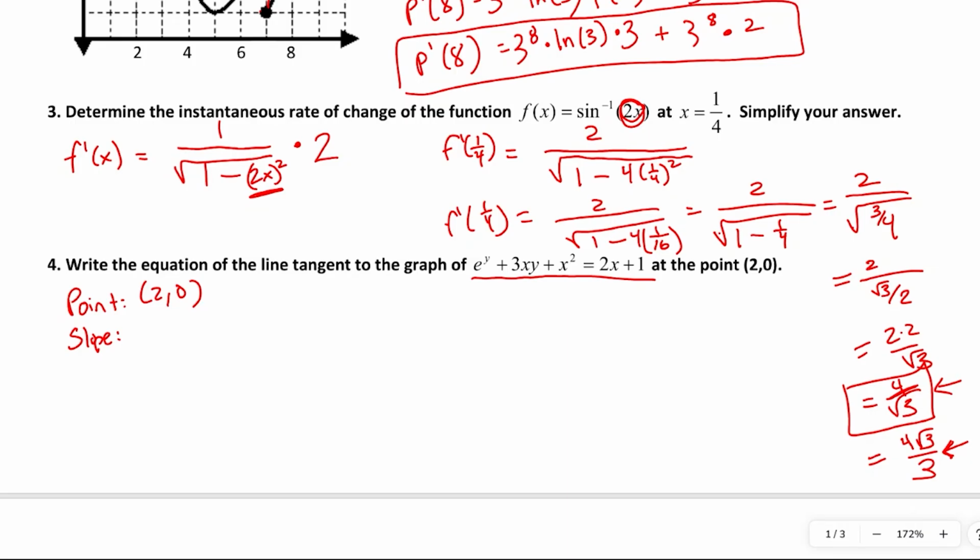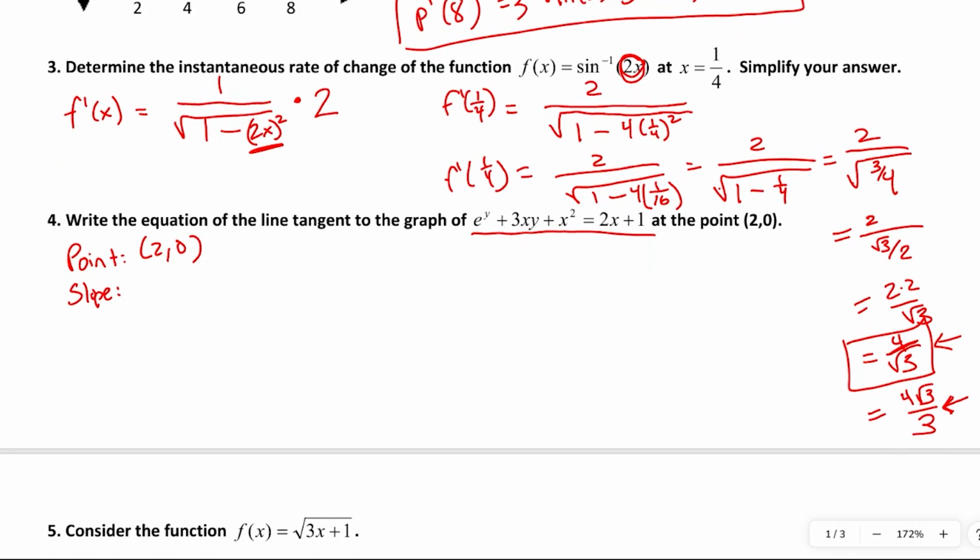So we need to find y prime, or dy dx, by differentiating both sides. So the derivative of e to the y is going to be e to the y times dy dx, or just y prime if that's easier for you. Plus, we'll use a product rule here. So derivative of 3x y is 3 times y, plus 3x times the derivative of y, which is y prime, plus the derivative of x squared is 2x. So that's all the left-hand side there.